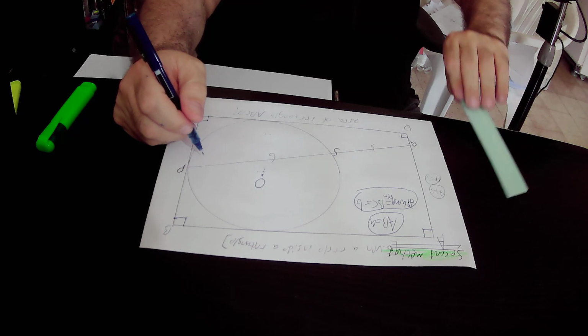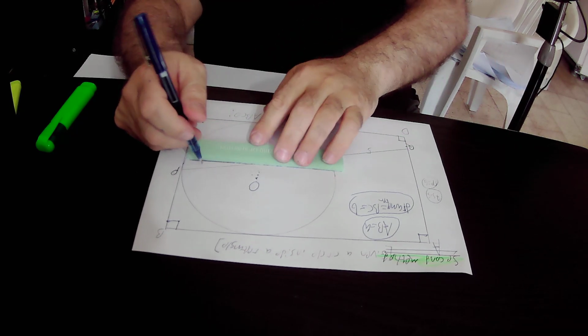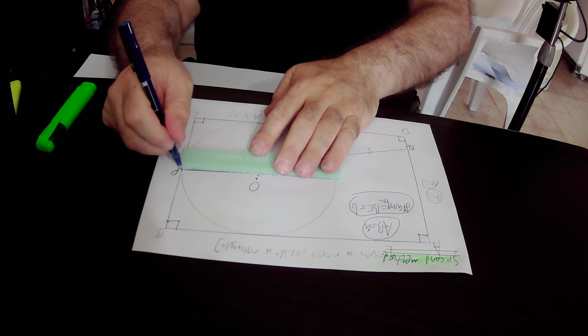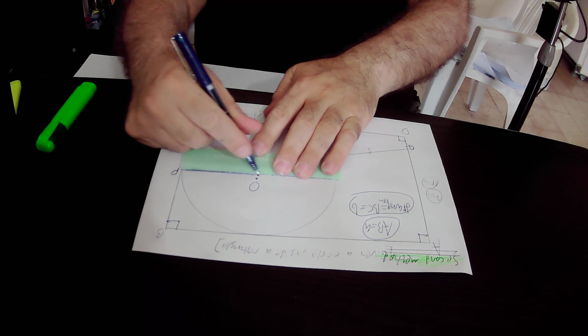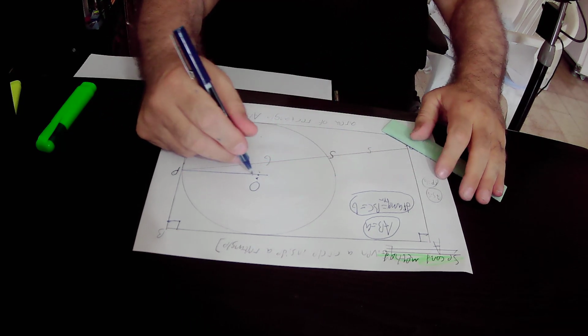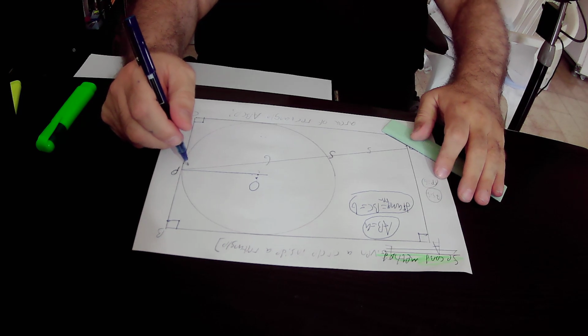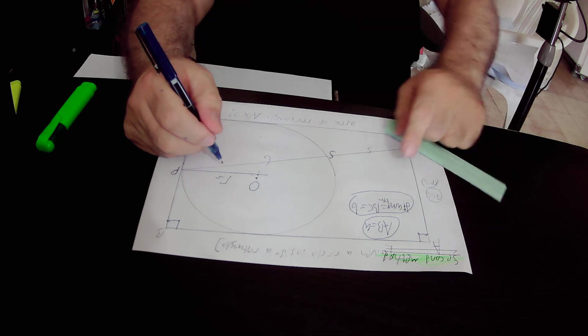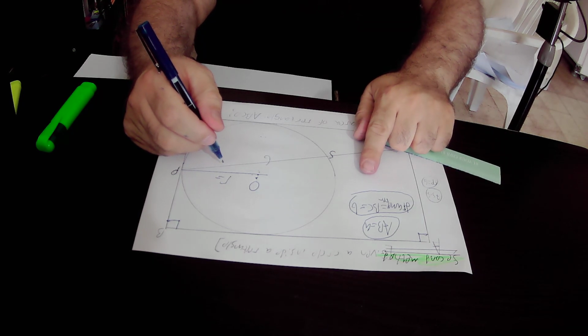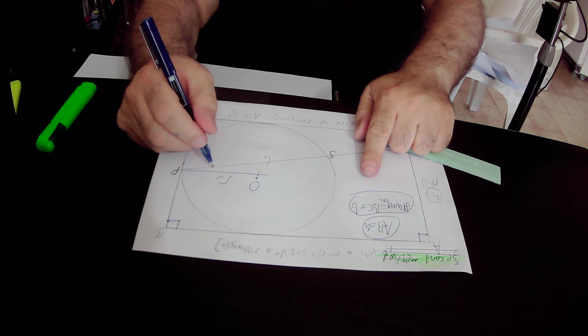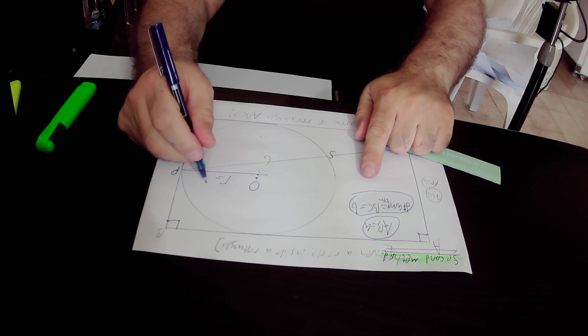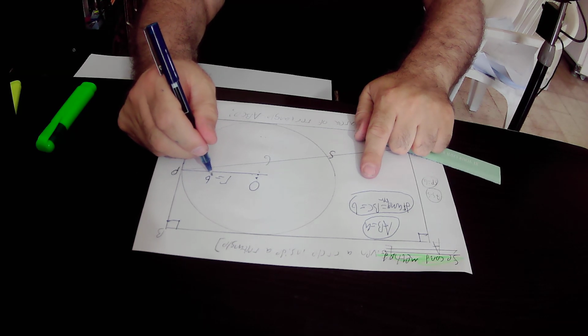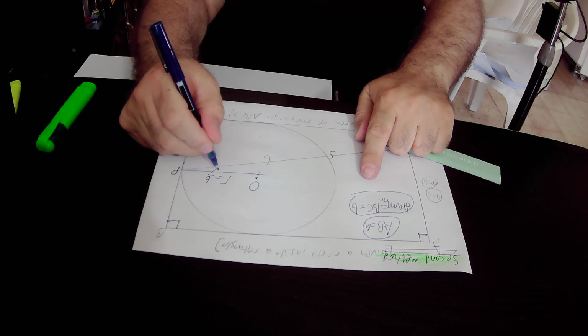We'll join points O and P together by a straight line. O is the center of the circle. P is a point on the circle itself. Therefore, OP is the radius of the circle that we define as R. If the diameter equals B, it means that the radius must be equal to half of it. That is to say, the radius of the circle will be equal to B over 2.